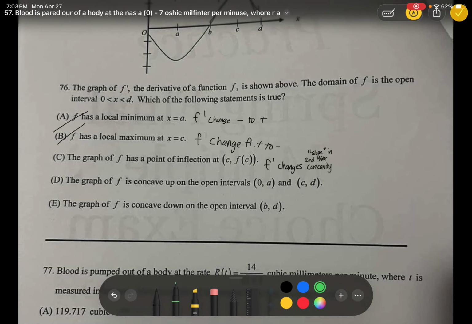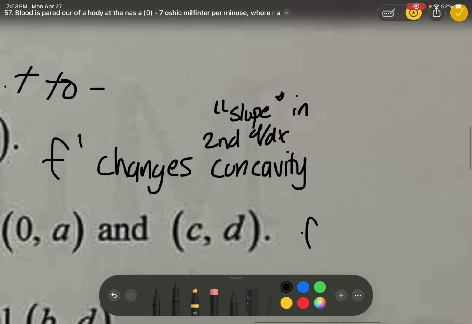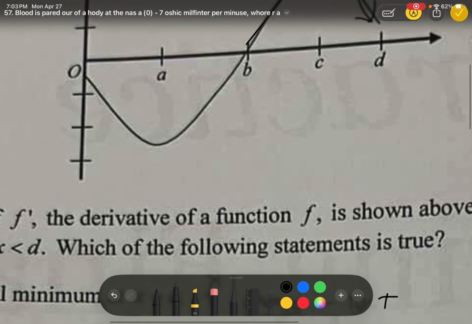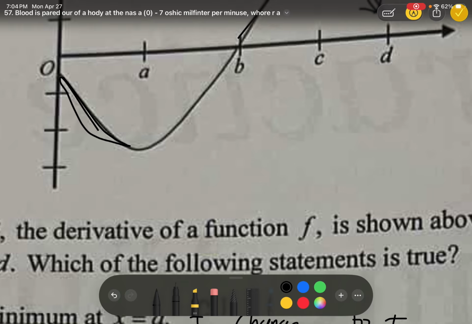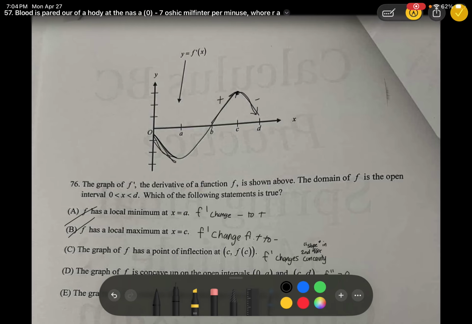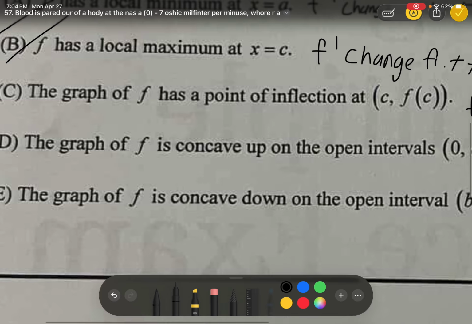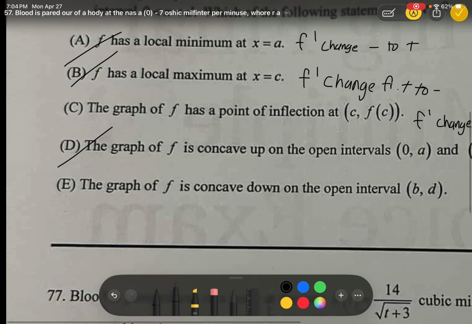Let's keep that in mind for now. For letter D, the graph of f is concave up on intervals 0 to a and c to d. So this is basically saying f double prime must be greater than 0, the slope of f prime is greater than 0. From 0 to a, it's not true, because f double prime, the slope of f prime, is decreasing. So no, that already crosses it out.